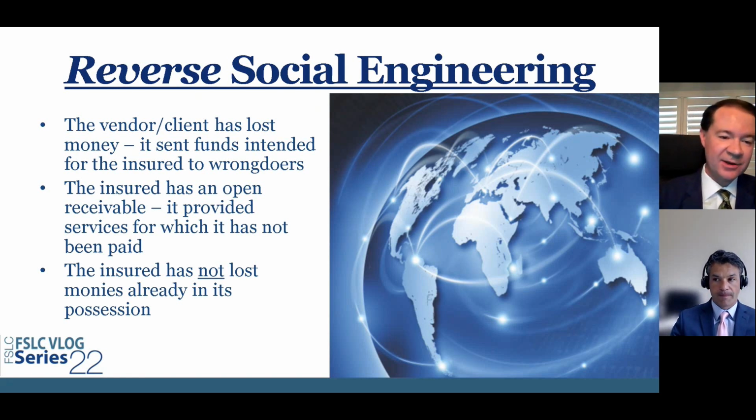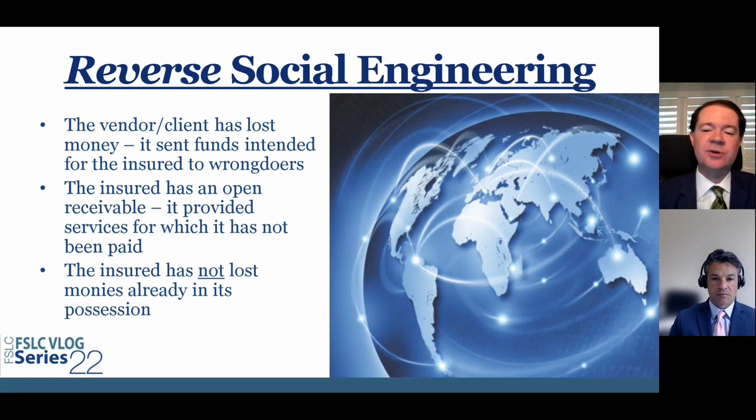So after that occurs, the insured itself has not lost any money that was previously in its possession. The typical social engineering is you are tricked into pushing your money out the door. That didn't happen here. What it's lost essentially is a receivable. That money that was intended for the insured has gone to an account controlled by the fraudsters. So the insured is left with an open receivable. It provided services or goods for which it has not been paid.